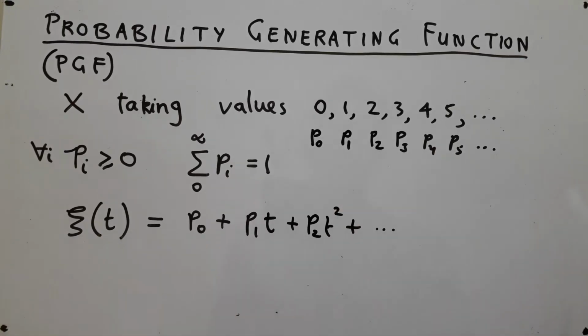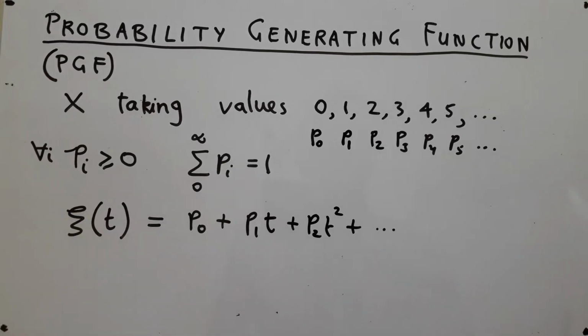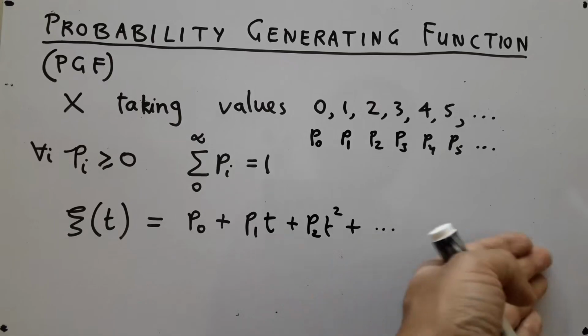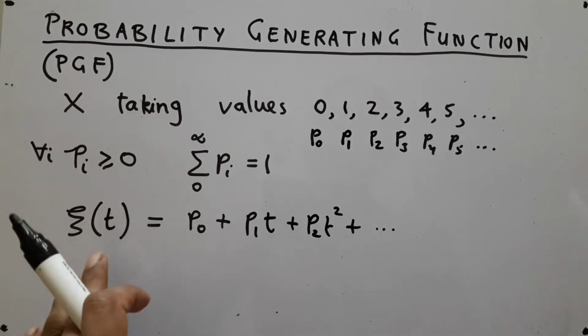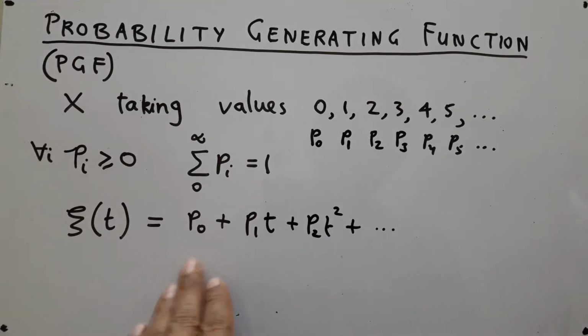Now this t is a real-valued variable. So I need to specify what are the possible values of t. It has to be real, but in general it could be an infinite series, in which case not all t's will keep it convergent. So I will define it only for those real values of t for which this sum is convergent.